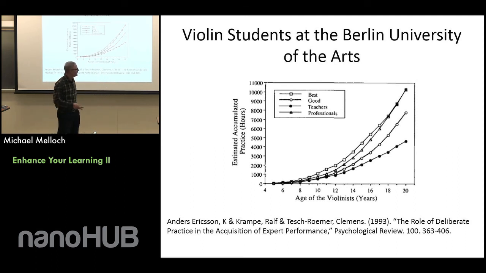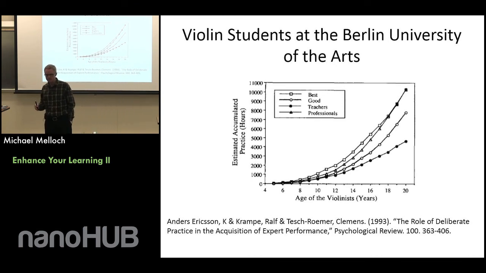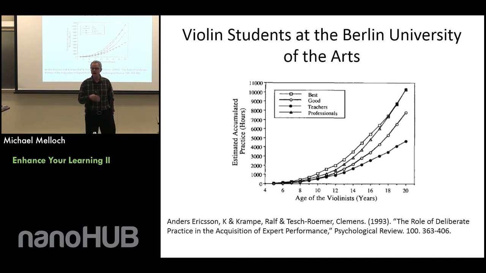Now, these were all serious violin students, so they've been doing deliberate practice a long time. They've been keeping track of their practices. So he looked at the amount of time they spent practicing versus their age. And at any age, the ones in the best category had practiced more than the ones in the good category, who practiced more than the ones in the teacher category. So at least for this group of students, talent wasn't the differentiator. It was the amount of time they put in with deliberate practice.